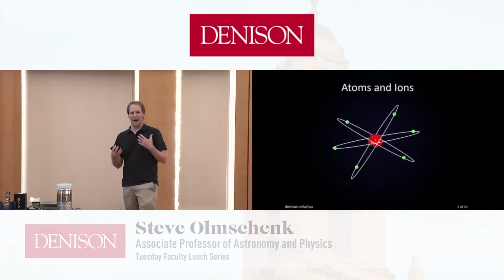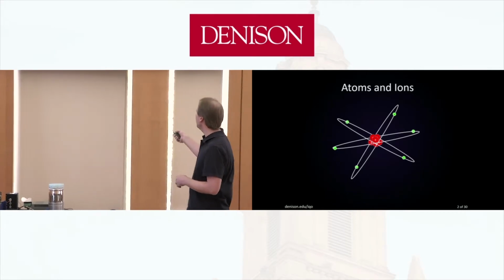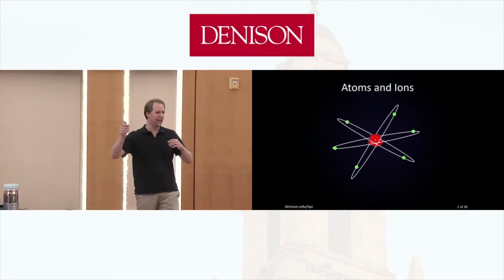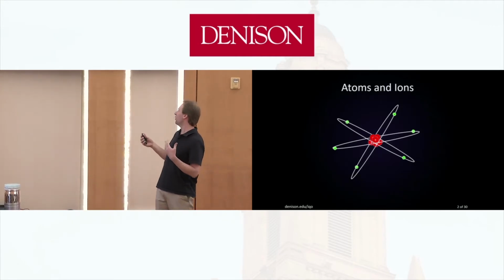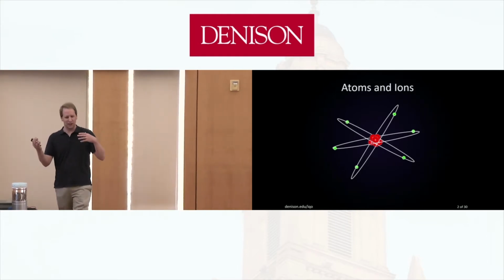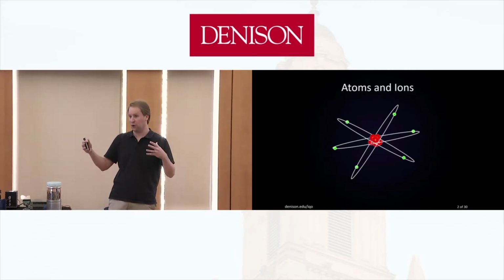First of all, let me remind you about what a model for an atom looks like. We've got positive charges in the nucleus of the atom, and negative charges, electrons, that orbit around this positively charged nucleus. And typically, for most atoms, you've got an equal number of positive and negative charges, so the total net charge of the atom is 0.